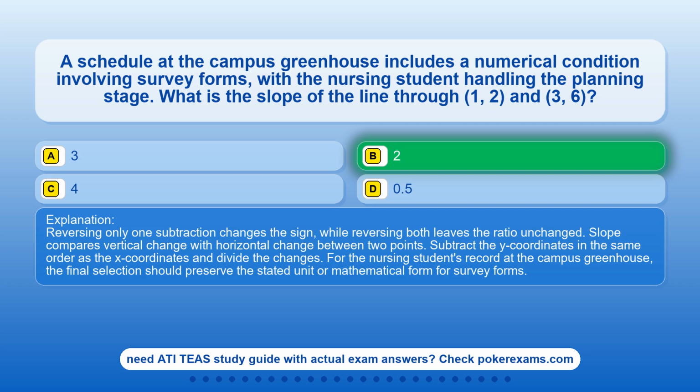Reversing only one subtraction changes the sign, while reversing both leaves the ratio unchanged. Slope compares vertical change with horizontal change between 2 points. Subtract the y-coordinates in the same order as the x-coordinates and divide the changes. For the nursing student's record at the campus greenhouse, the final selection should preserve the stated unit or mathematical form for survey forms.